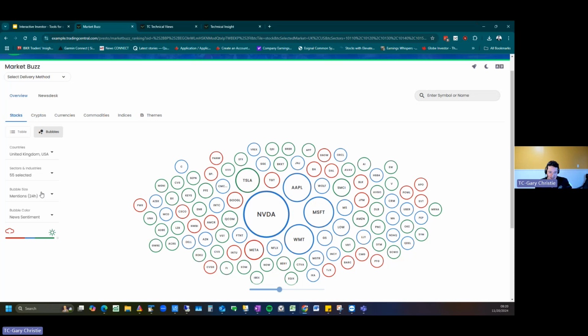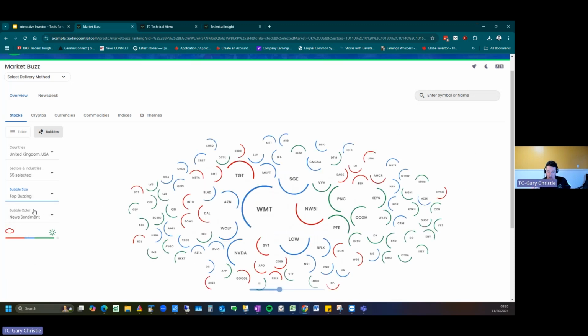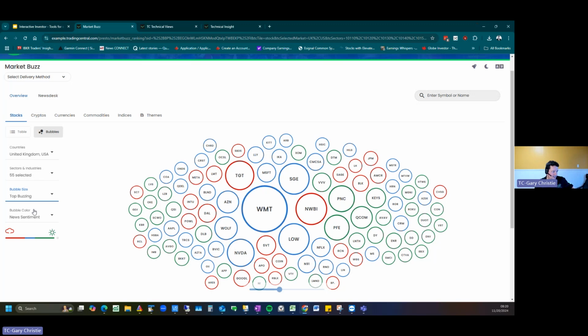And then we get to the interesting stuff on the news sentiment. The bubbles are what matters here. There are two ways to look at this product. If you look at top buzzing, this is the most active in terms of news happening right now. We'll use this as an example, and you can change the colors. So we have news sentiment right now, and interestingly, Walmart has the biggest bubbles here. The bigger the size, the more the news is buzzing.